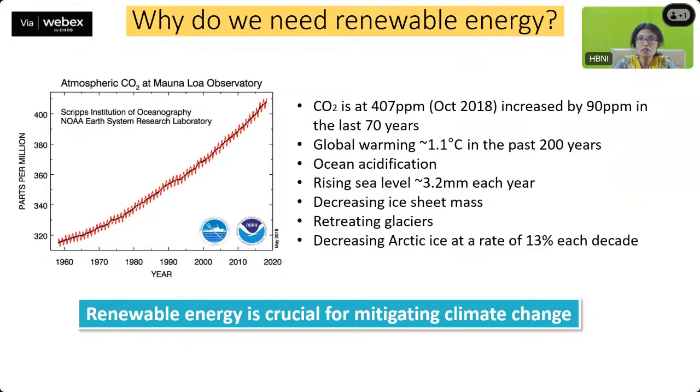So why do we need renewable energy? Because, and this is a very common slide, carbon dioxide is at 407 ppm and it has increased by 90 ppm in the last 70 years. Global warming is going up at the rate of 1.1 degrees centigrade in the past 200 years. Ocean acidification is happening. You're having rising sea level, rising by 3.2 millimeters each year. Then you have decreasing ice sheet mass, retreating glaciers, and decreasing Arctic ice at the rate of 13% each decade. So renewable energy is crucial for mitigating climate change. Why? Because all these things are happening because the atmospheric carbon dioxide is increasing. The carbon dioxide present in the atmosphere is increasing, and it is giving rise to all these different changes.